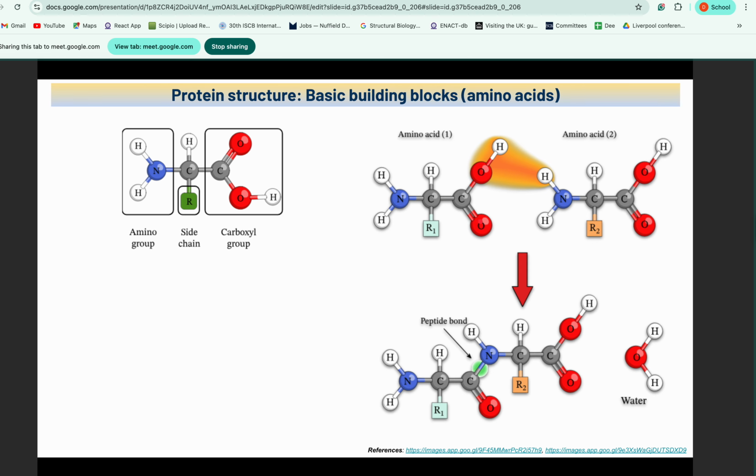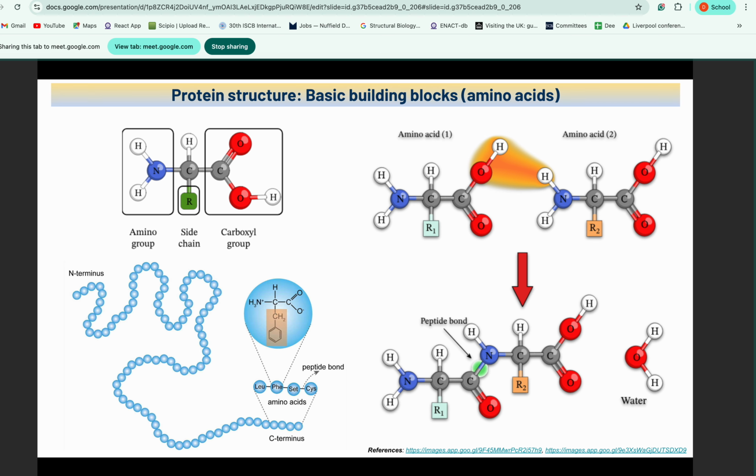Whenever two amino acids join to one another, there is a loss of a water molecule, and the bond formed between the two amino acids is known as a peptide bond. It is formed between the carboxyl group of one amino acid and the amino group of another amino acid. There is a loss of an H2O molecule and the bond formed is CONH. So this CONH bond is known as the peptide bond, and with the help of peptide bonds, different amino acids join to one another and hence form a protein.